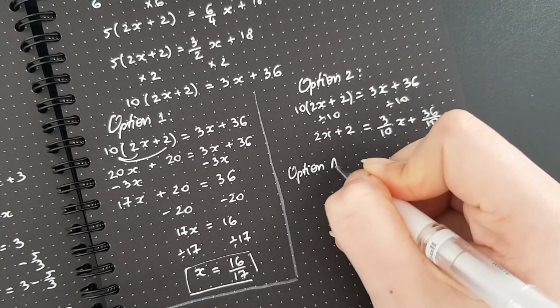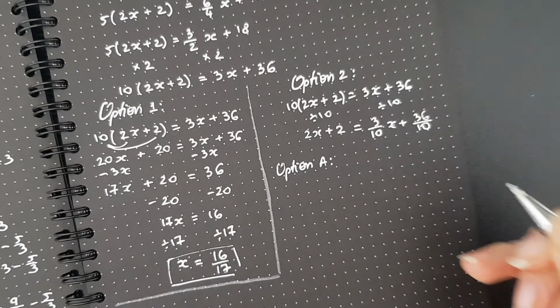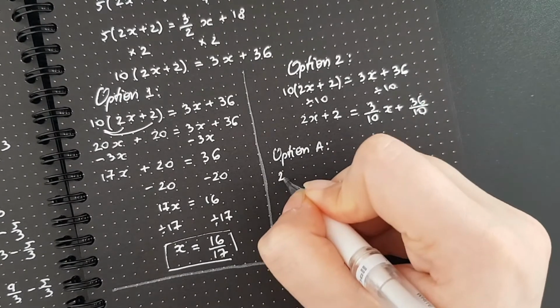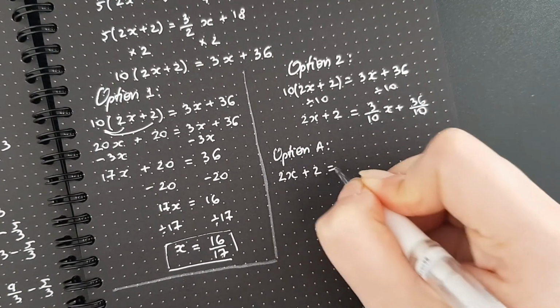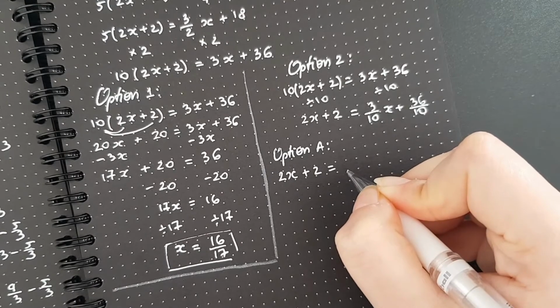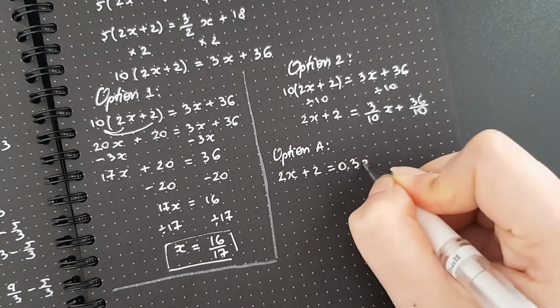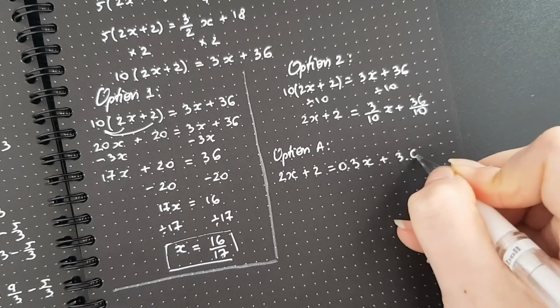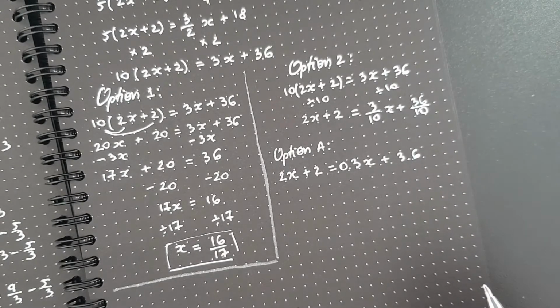So option A, don't say anything. I think it's fine. So that's 0.3x plus 3.6. Oh my goodness, what am I doing here?